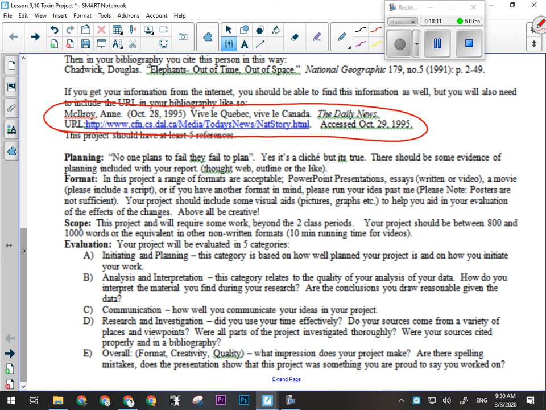Most of the time, projects that are really good are somewhere around 1,200 to 1,500 words. That's about a page and a half in Google Docs default settings, so it's not a huge amount. And remember that your bibliography and your planning don't count toward your word count, just your report. So just keep that in mind.